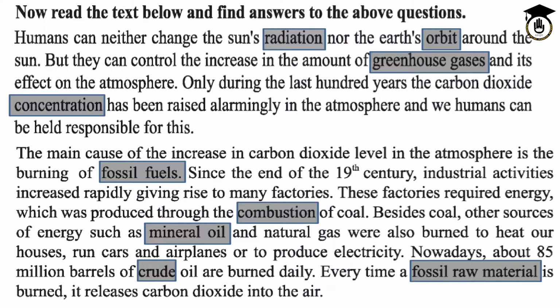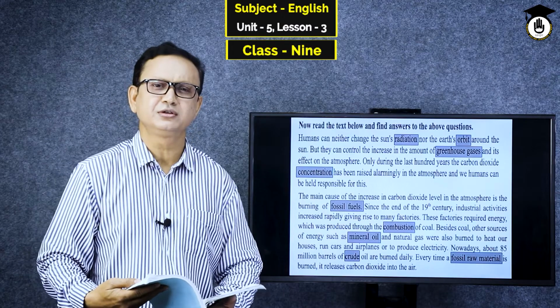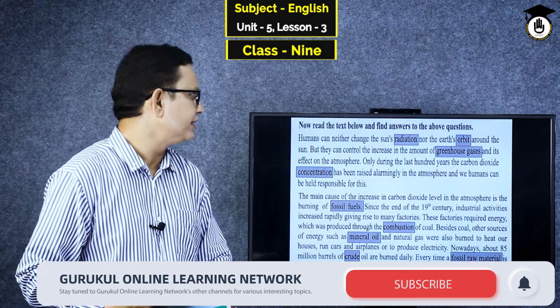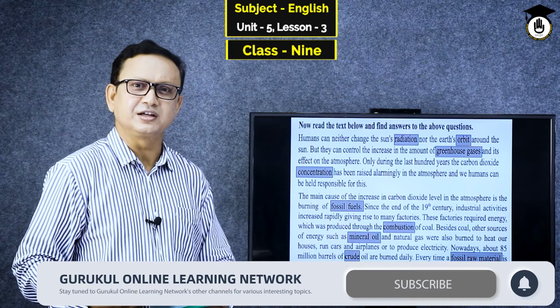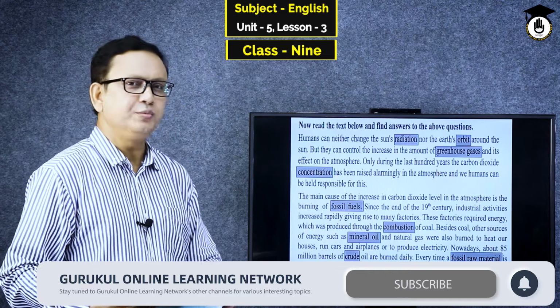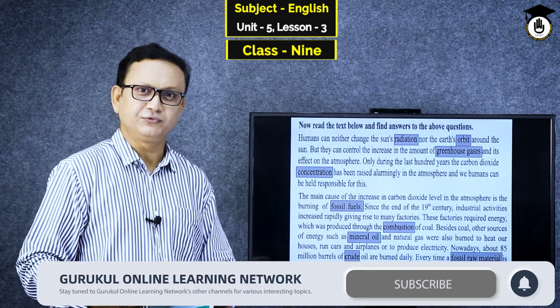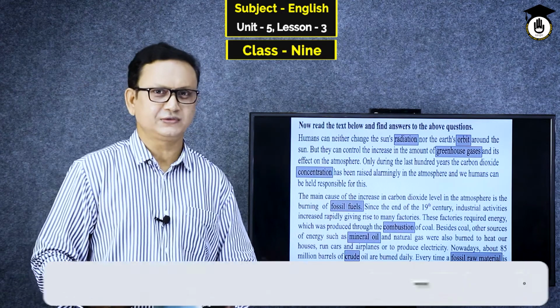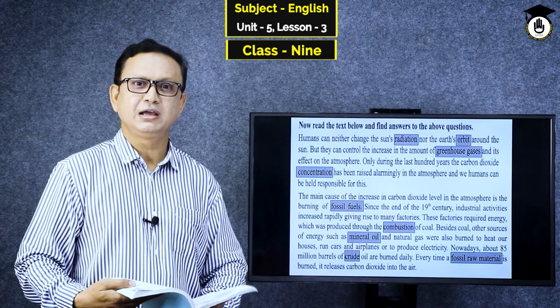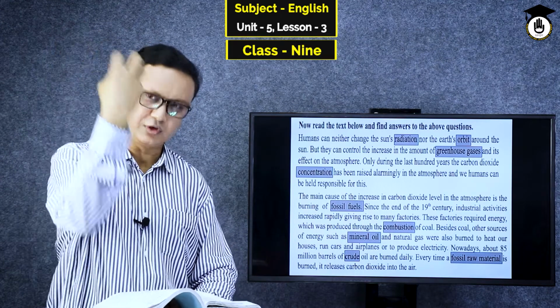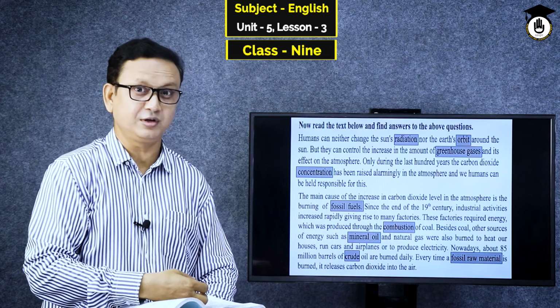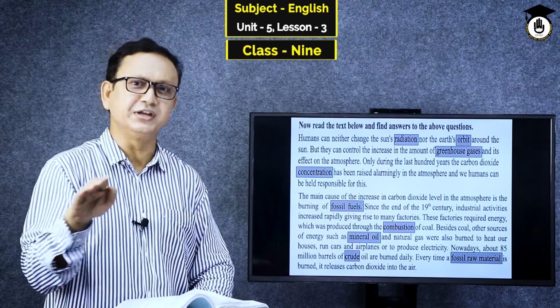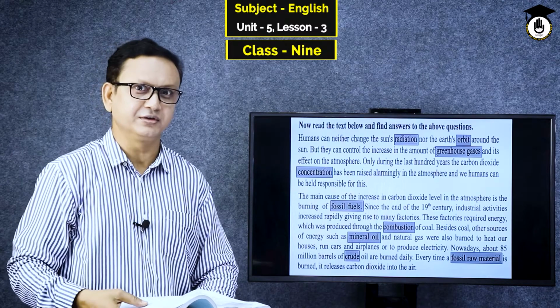Humans can neither change the sun's radiation nor the Earth's orbit around the sun. So, dear students, you know that radiation is a very powerful and dangerous ray that comes from the sun. And orbit is a curved path that is followed by any planet. The Earth is moving around the sun, and this is a natural process. The powerful rays are also coming from the sun, and this is also a natural process. So we can't change in any way this natural event, right?